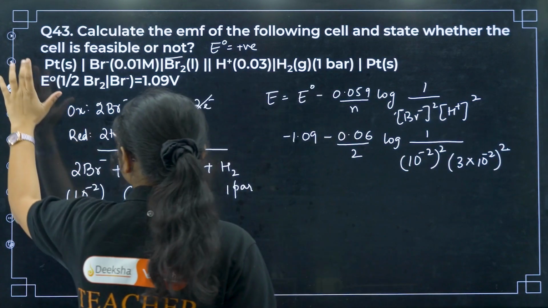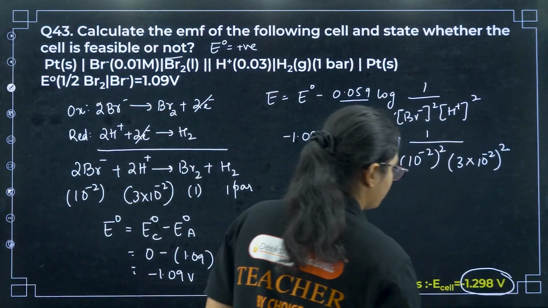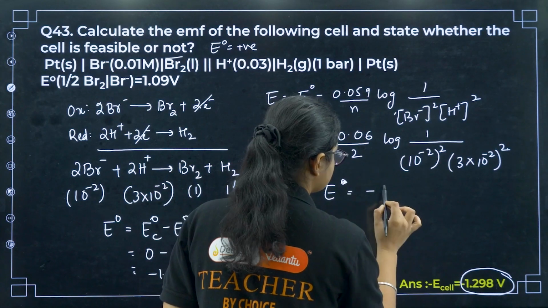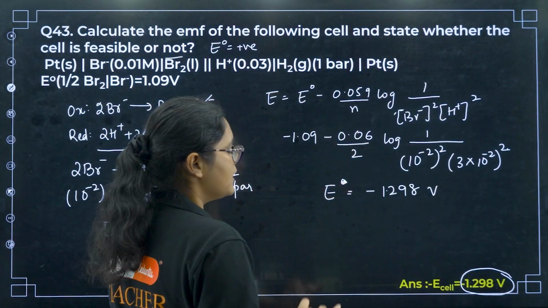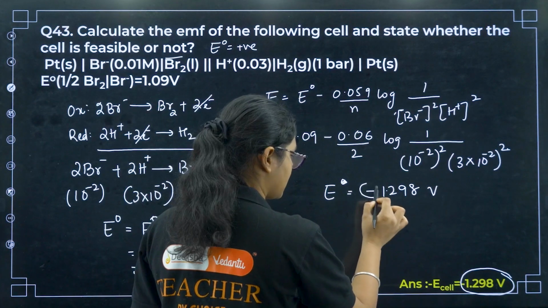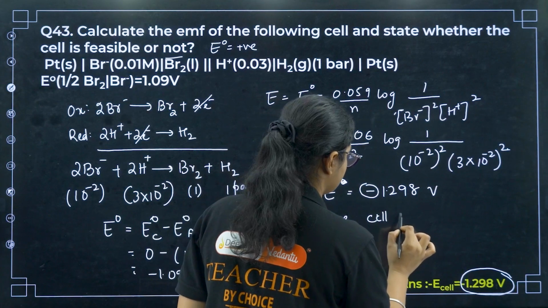Now if I solve this, I will get E value as minus 1.298 volt. Now, if this value is coming negative, then I can say that the cell is not feasible.